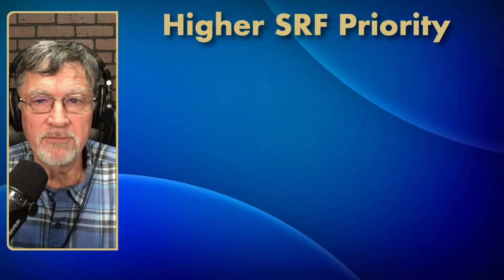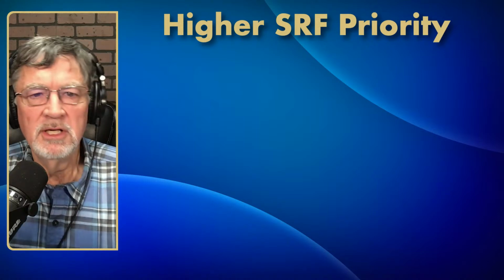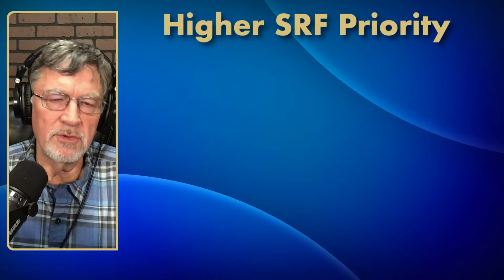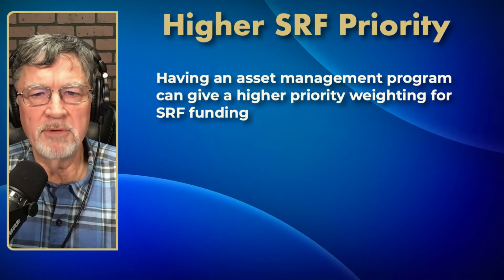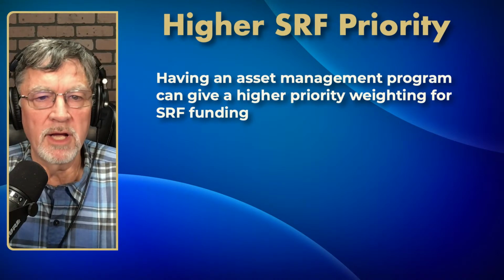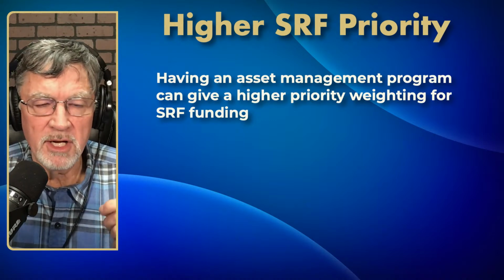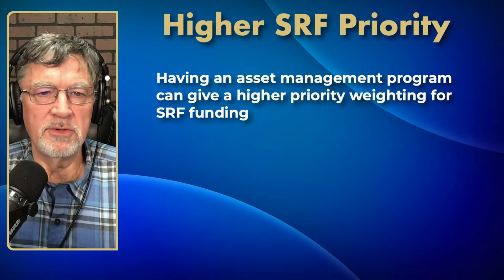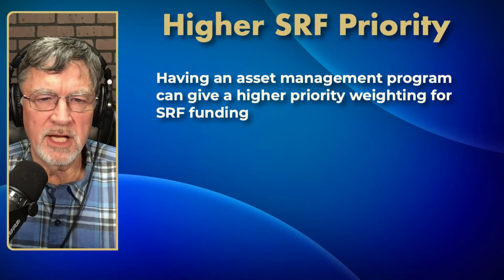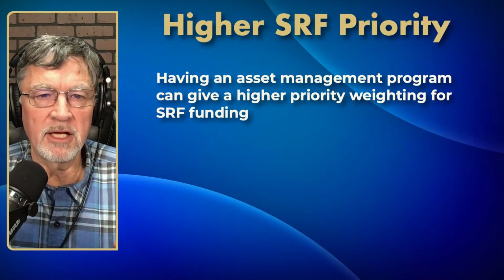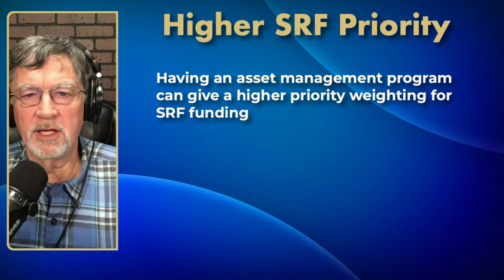Higher state revolving fund priority. State revolving fund grants, mainly loans, come from the state through the EPA, and having an asset management program can give higher priority weighting for SRF funding because once again, you are demonstrating sound fiscal management, that you do have a need and you're prioritizing those needs, and you do good planning, which makes you a lower risk and moves you up the rankings.